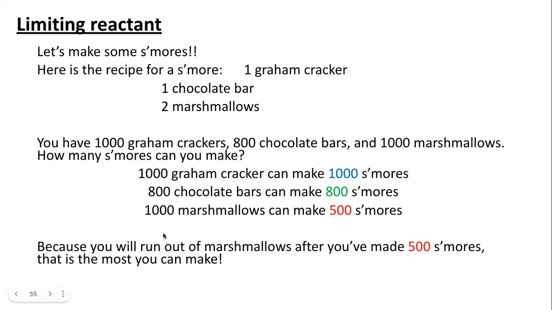So because you will run out of marshmallows after you've made 500 s'mores, that is the most that you can make, right? So I can only make as much as the least amount of material that I have. In this problem, you can see that 500 marshmallows is the least. So even if I have 1,000 graham crackers, I can only make 500 s'mores before I run out of marshmallows. And this is what we call our limiting reactants. Marshmallows in this example are a limiting reactant.